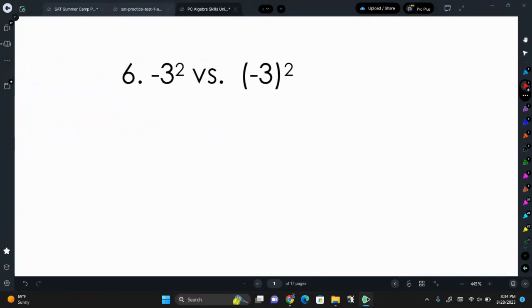Example 6. This is something I know we've talked about before in your previous math classes. Negative 3 squared versus negative 3, in parentheses, squared. If you type this into your calculator, you're going to get, correctly, negative 9, because order of operations says you're going to deal with that exponent first. So you do 3 squared and get 9 times negative 1, which gives us negative 9. This is negative 3 squared, so negative 3 times negative 3, which is positive 9. So that parenthesis makes the world of difference.